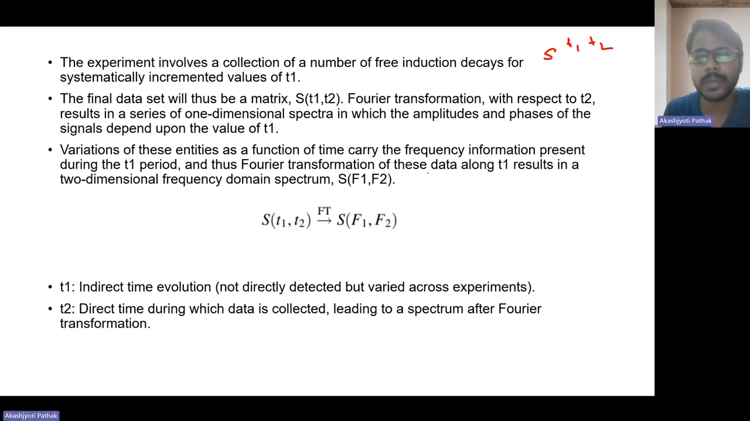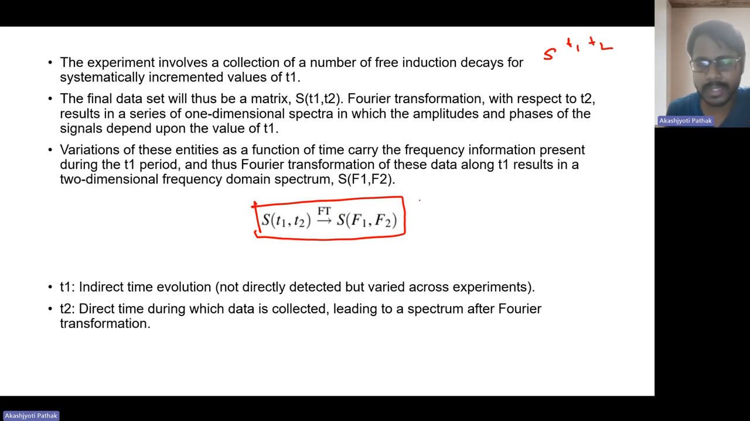And the Fourier transformation of these data along T1 results in a two-dimensional frequency domain spectrum as F1 by F2. This is what I was explaining. So T1, what does T1 indicate? It indicates the indirect time evolution. Not directly detected but varied across experiments.